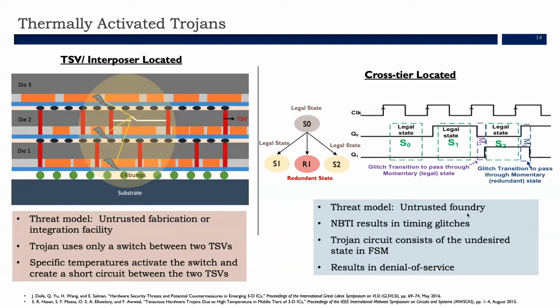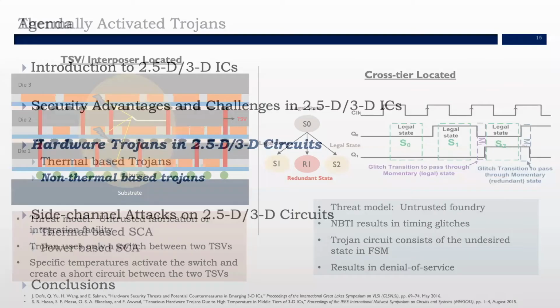Due to the large temperature gradient, 3D ICs have large temperature related issues. NBTI is one of them. NBTI results in timing glitches. These timing glitches are then utilized as the Trojan activation, where when these timing glitches are present because of the NBTI, it changes the state from a legal state to a redundant state, and this redundant state causes a denial of service. So these are a few examples of thermally activated Trojans present in 2.5D and 3D ICs.